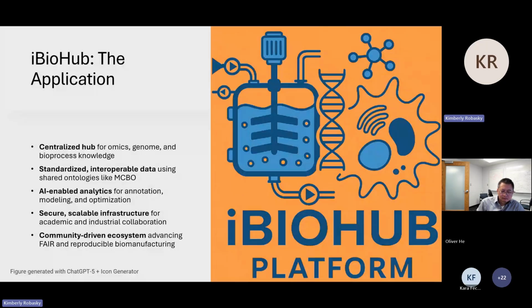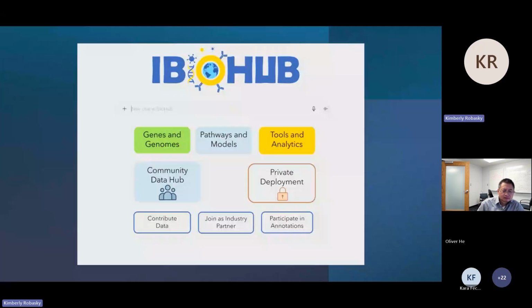So iBioHub serves as a centralized hub for integrating omics, genomics, and process data through a shared semantic layer, ensuring standardization and interoperability across labs. On top of that, AI-enabled analytics automate annotation and optimization, while the platform's secure, scalable architecture supports community-driven collaboration and FAIR, reproducible biomanufacturing data.